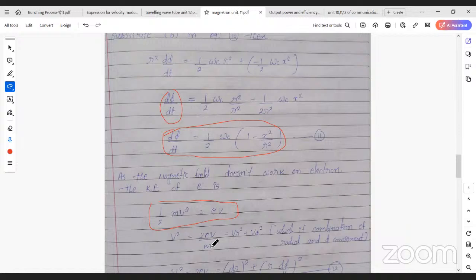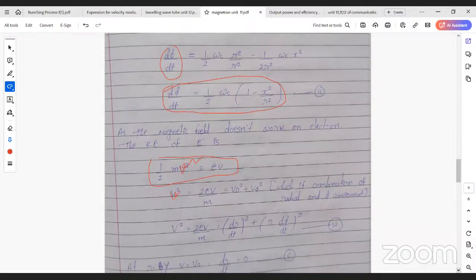Here, this is small v, m. Or else both the v's will be cancelled. I wrote wrong here, no problem. Half of m v small v square equals small e times capital V. From that, I am writing small v square is equal to 2e capital V by M.